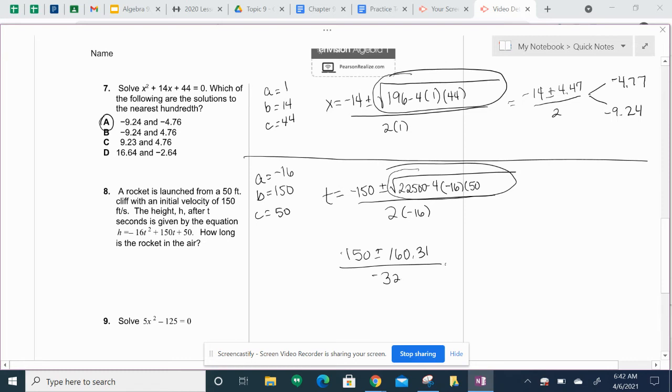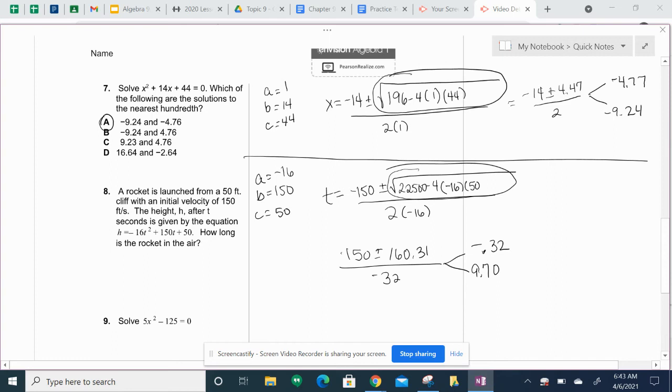And I'm going to have the negative 150 plus or minus that 160.31, all divided by negative 32. So here's where I break it apart. I take negative 150 plus 160.31 divided by negative 32, and I get an answer of negative 0.32. Then I take negative 150 minus 160.31 divided by negative 32, and I get a 9.70 when I round it.